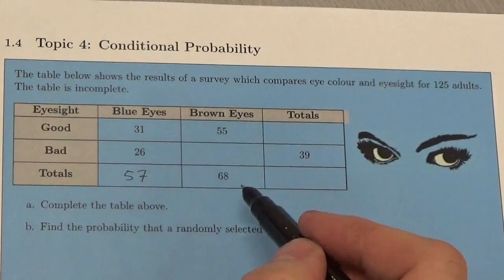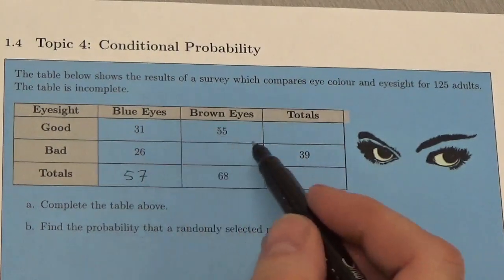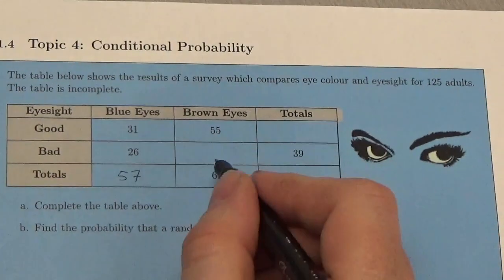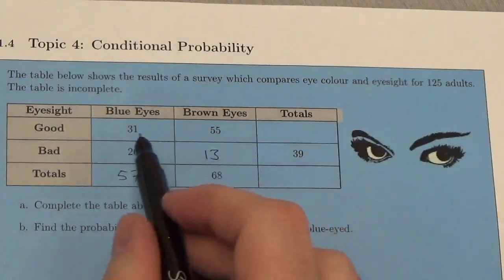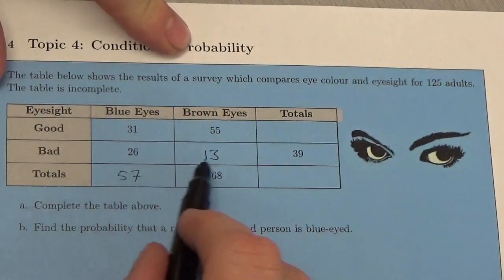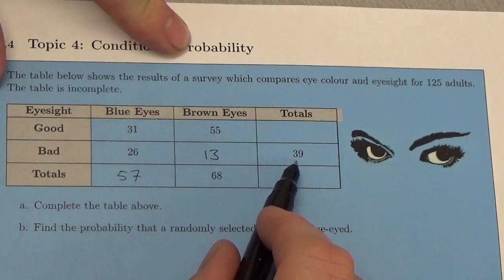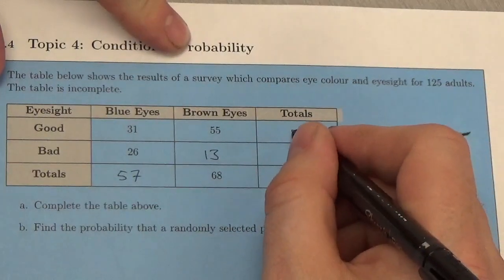We look at brown eyes here. We've got a total of 68 people, but we've got 55 whose eyesight is good. So that leaves us 13 whose eyesight is going to be bad. And then we just go through and do the totals this way, just to double check that we're doing this right. 26 and 13, does that give us 39? Yes, it does. 31 and 55 is going to give us 86.